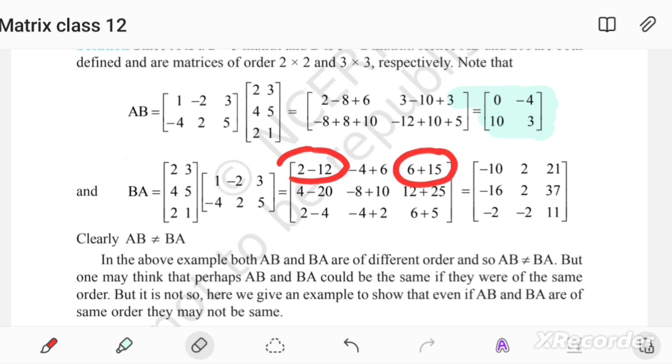After we are done with all the columns, we will move to the next row. This row, this column, we get this. This row, this column, we get this. Similarly, you can do all the others.